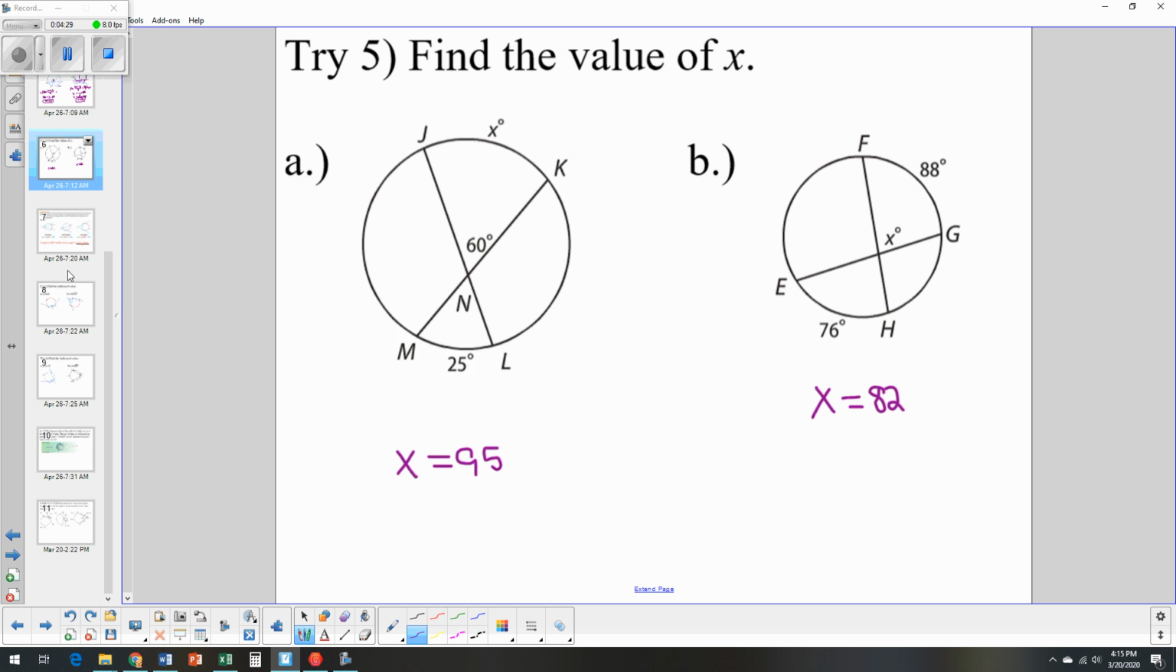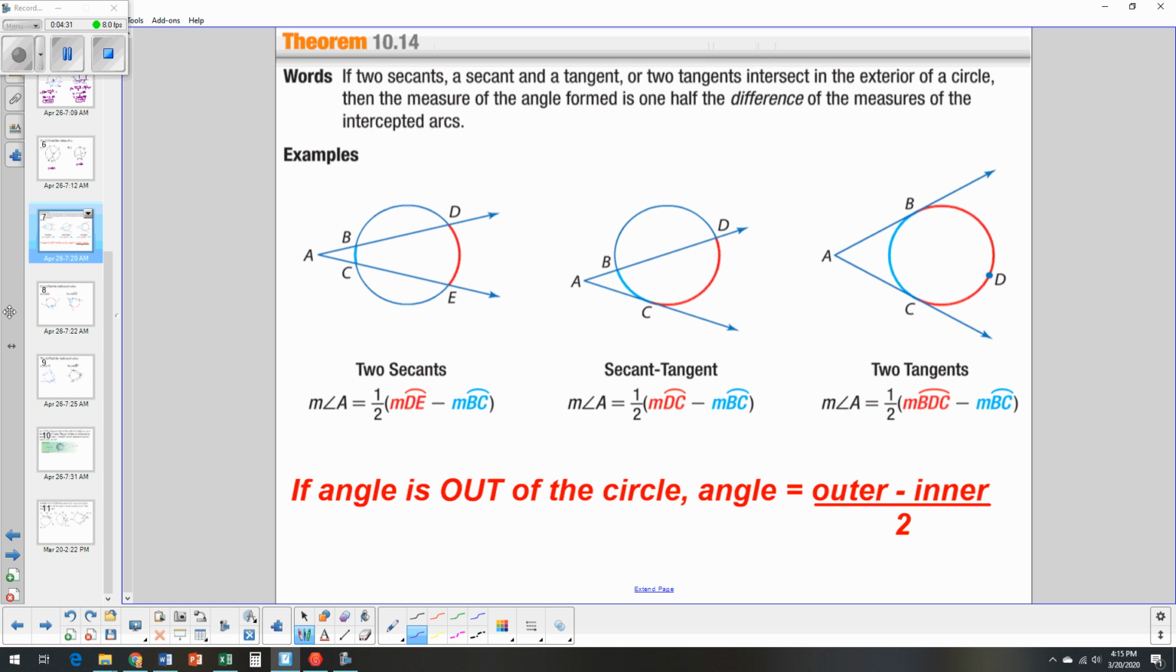All right. The other kind of intersection that can happen, we've seen on the edge of the circle, we've seen inside, and now we're going to talk about outside. So that's either two tangents, two secants, or a secant and a tangent intersecting outside. The angles are being formed outside for all three of these, right? Angle A is outside.